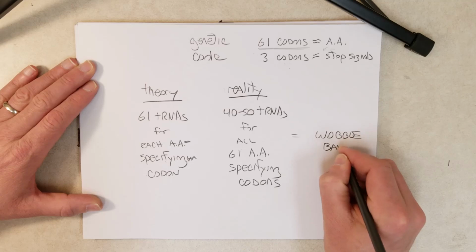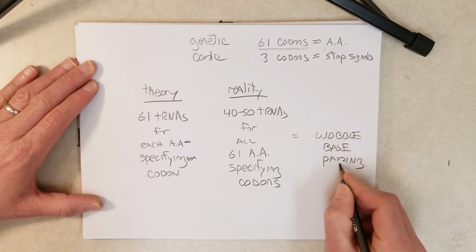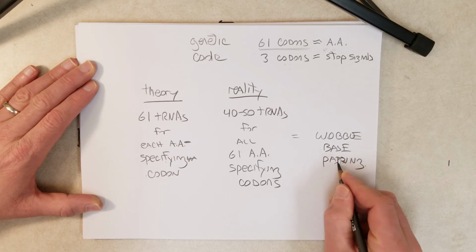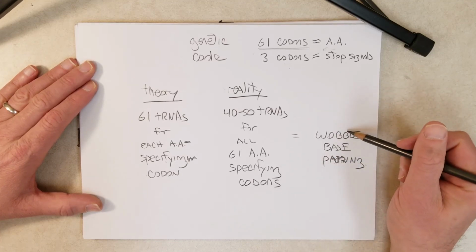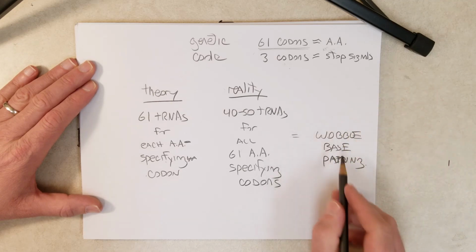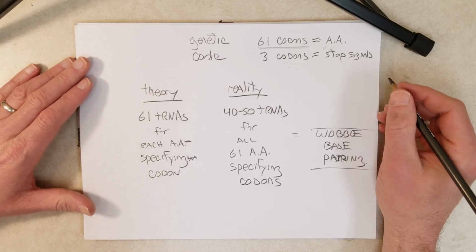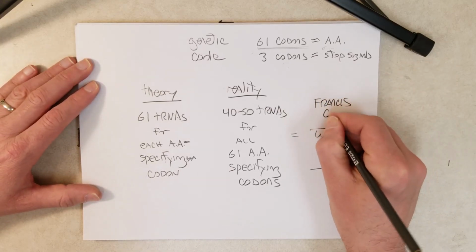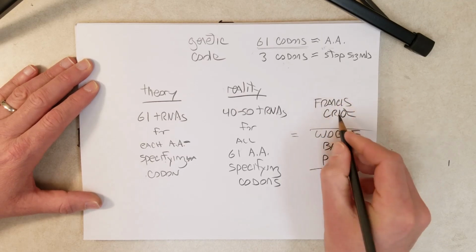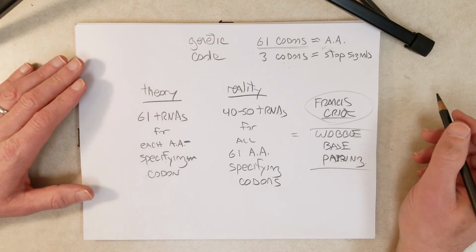Now, wobble base pairing was initially hypothesized by a scientist named Theodore Wobble. And I'm just kidding. Wobble base pairing was originally hypothesized by Francis Crick. And you probably recognize this name, Crick, from the Watson and Crick model of DNA.